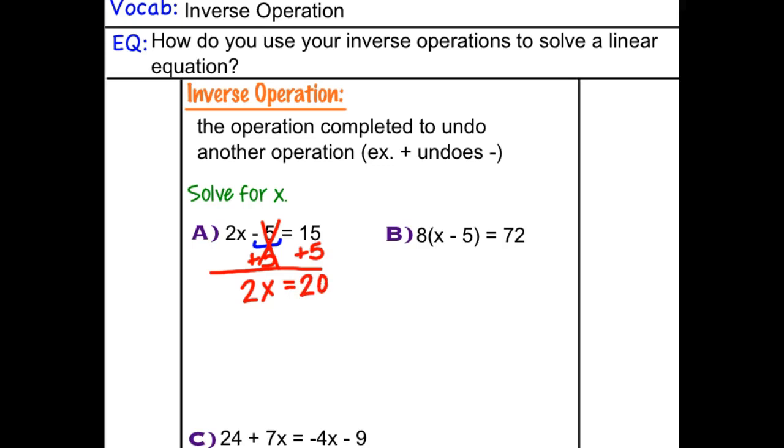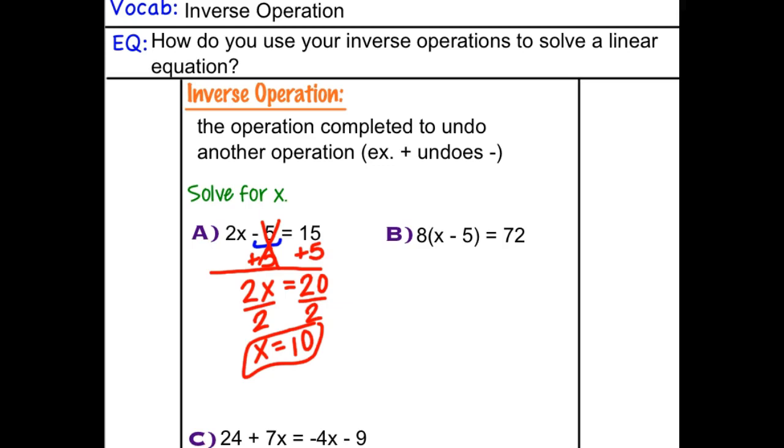Am I done? No, we have one more step. So in order to get rid of the 2, we need to divide by 2 because it's multiplying 2x. So we have 20 divided by 2, which would be 10. So some of you have noticed that we wrote plus 5 on both sides of the equal sign and divide by 2 on both sides.